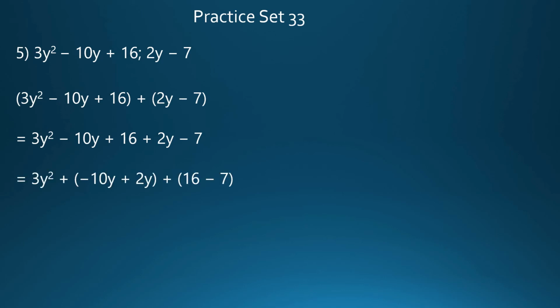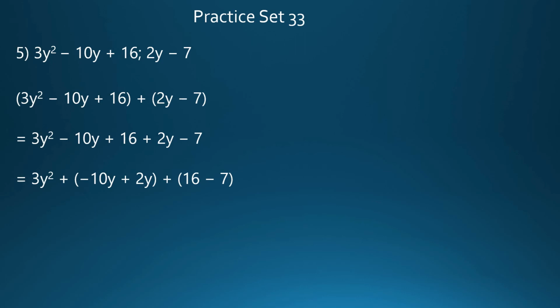Next step is to put like terms together in one bracket. So here like terms are minus 10y plus 2y. So 3y square is only a single term without any like term, so that term we are going to write as it is. So we will have 3y square plus in bracket minus 10y plus 2y, bracket closed, plus the remaining two numbers are written in a separate bracket. So we will have 16 minus 7.